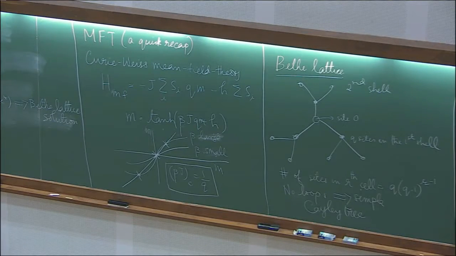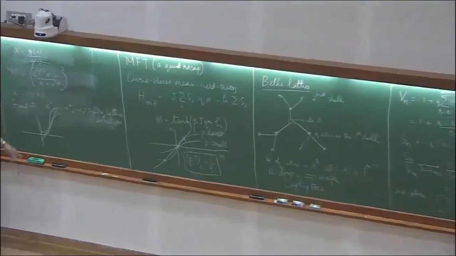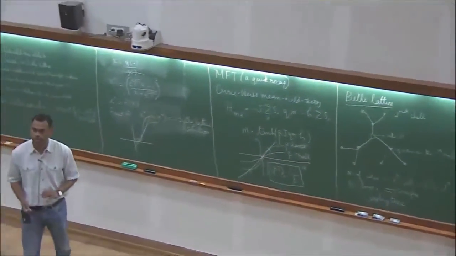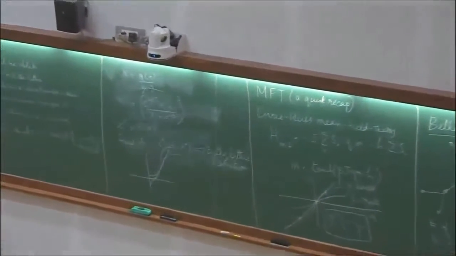Okay, so now let us try to do this. Try to find the fixed points for the Ising model for q equal to 3. Is this clear? The steps are clear?